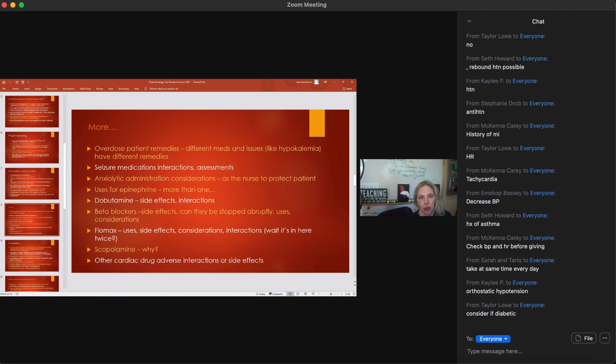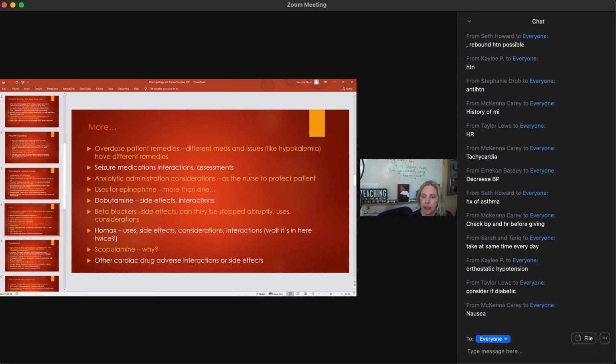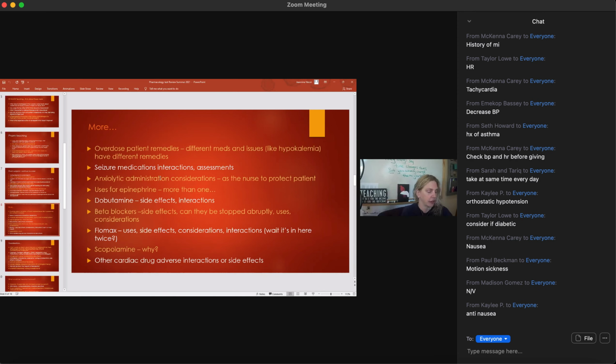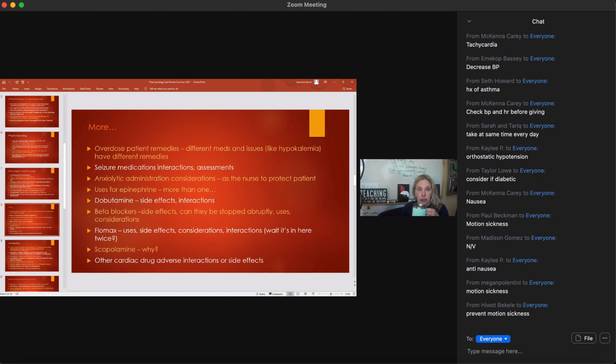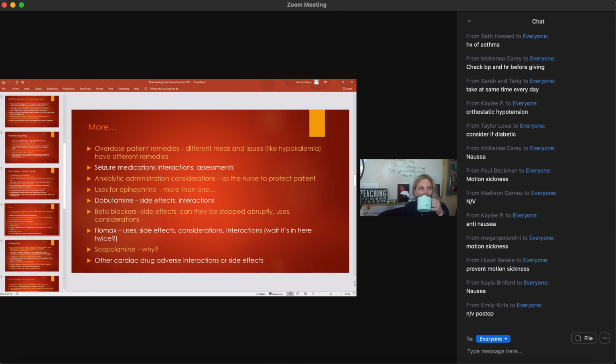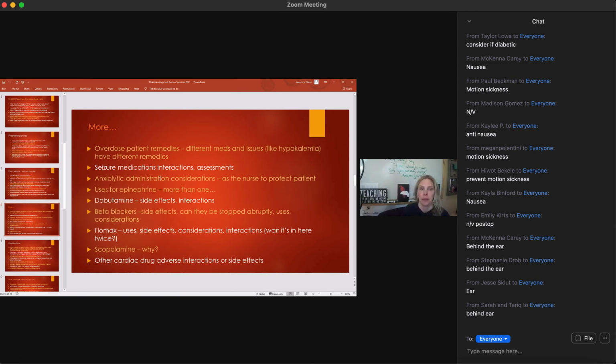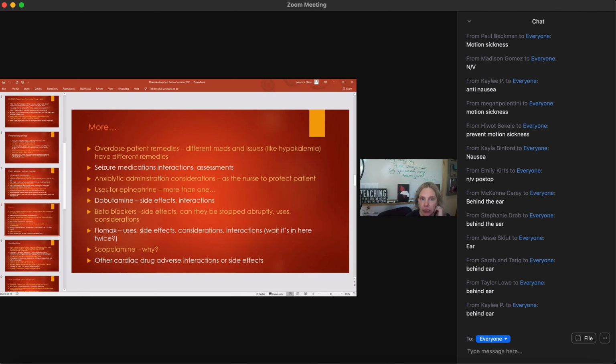I take this and I'm still, this morning I can't say it, scopolamine. There we are. Over diabetes, yes, okay. Oh, I skipped the Flomax, but it's come up twice now. So you guys, I want you to think about side effects and considerations. But motion sickness, where do you put it? Nausea, yep. Ear, behind ear, yes.